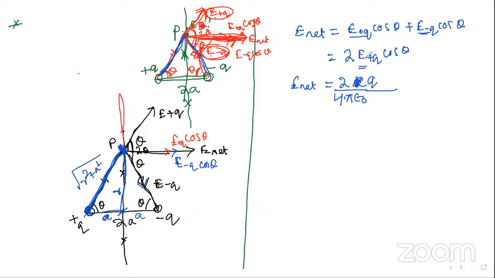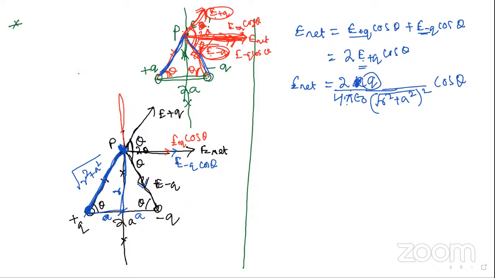Two is there. What can we write? KQ by R square, where K is 1 by 4 pi epsilon naught. Q is done. What will be R here? R square will be root over R square plus A square, whole square. Are you getting? With cos theta. Kanisha, are you getting the mathematics?